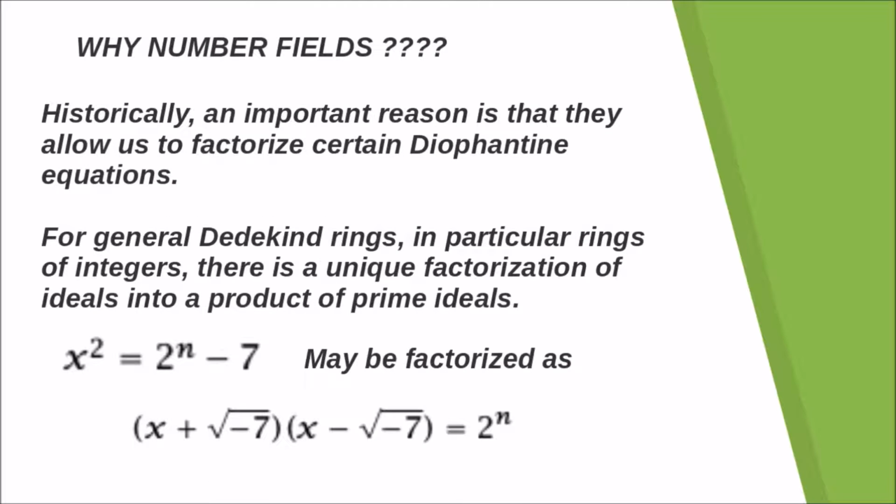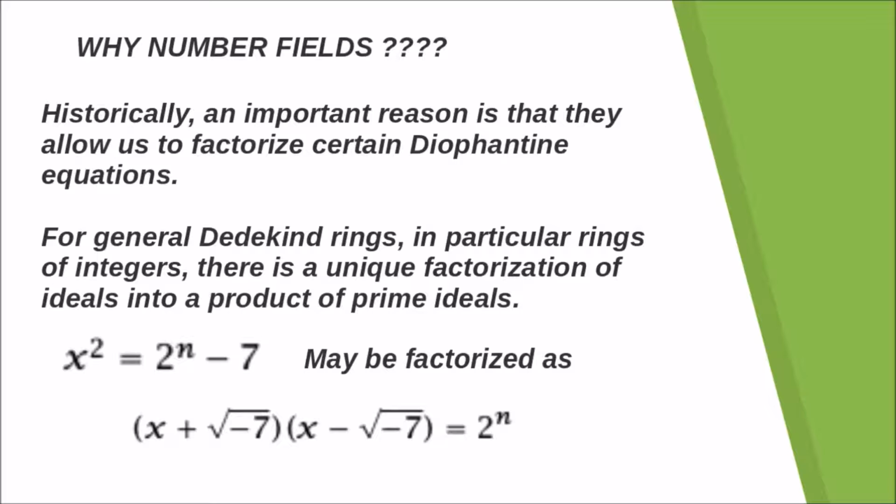Okay. So now the question arises, why number fields? Historically, an important reason is that they allow us to factorize certain Diophantine equations. For example, for general Dedekind rings, in particular rings of integers, there is a unique factorization of ideals into a product of prime ideals. For example, here is the Ramanujan equation, x squared equals 2 to the power n minus 7, which may be factorized as x plus root of minus 7 multiplied by x minus root of minus 7, which equals 2 to the power n.